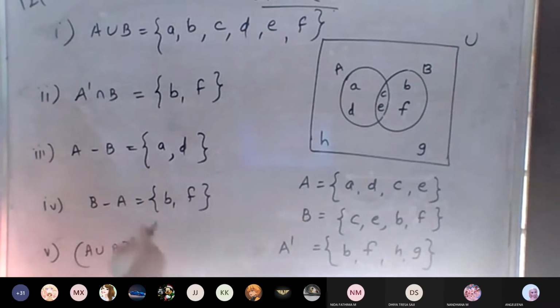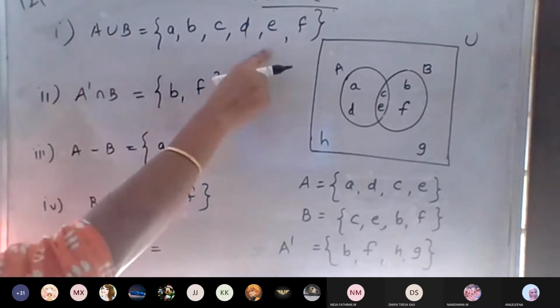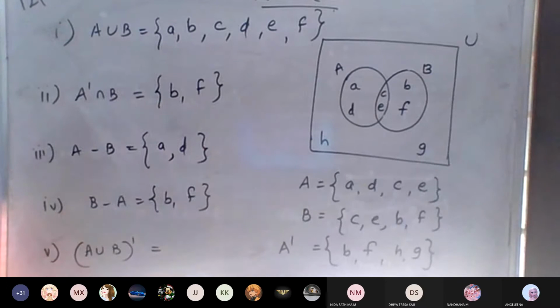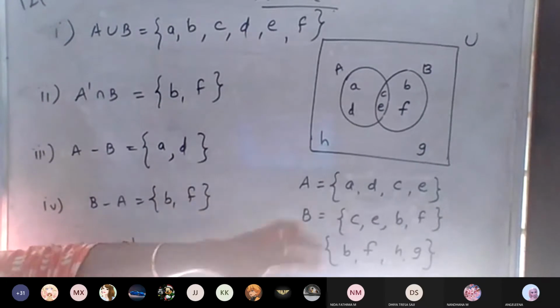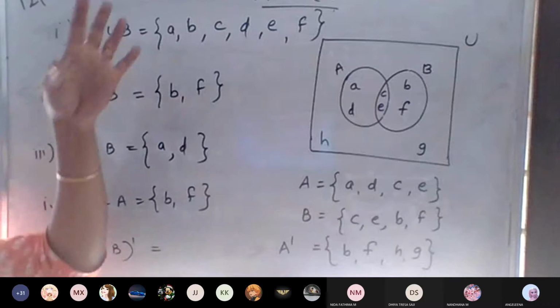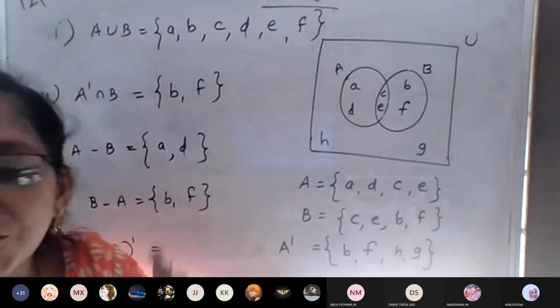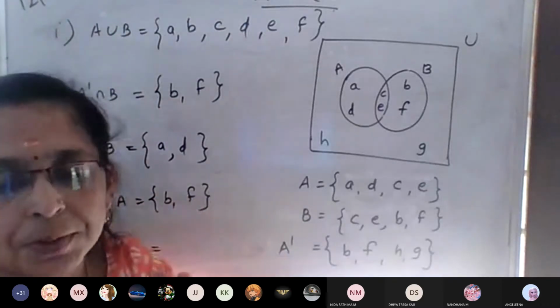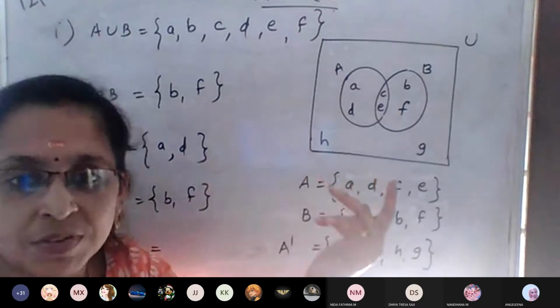Then A union B whole complement. We already wrote A union B. So what will be A union B whole complement? A union B complement means it should not be in A union B. It should be in the universal set.